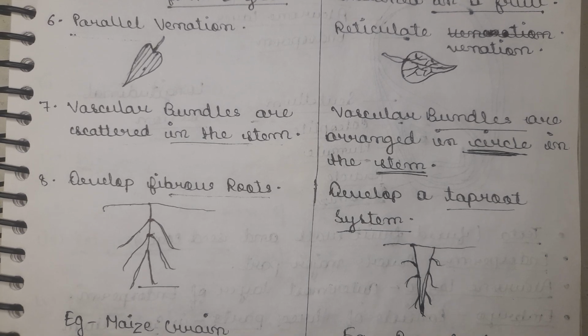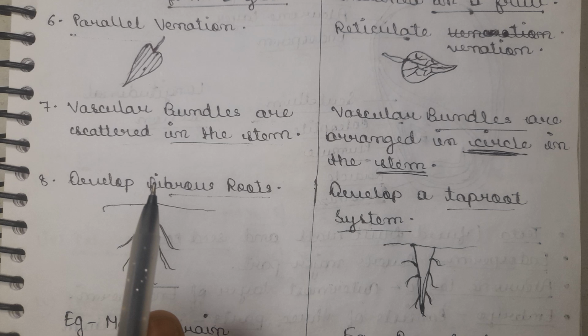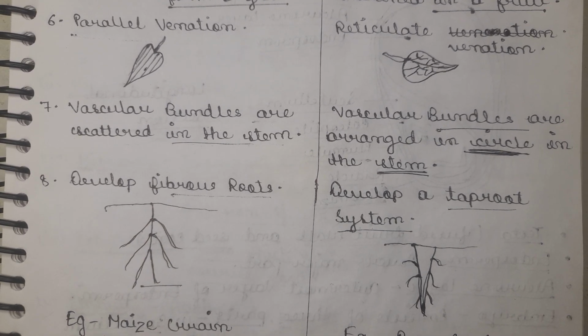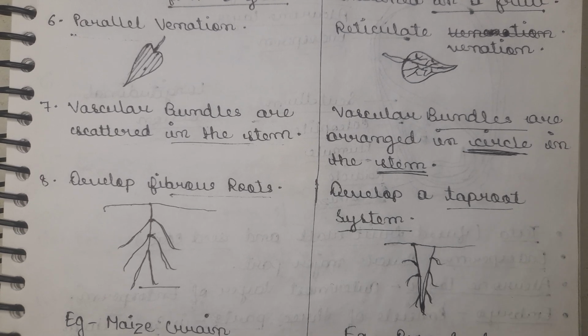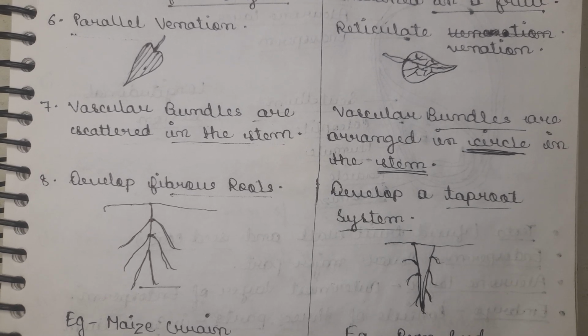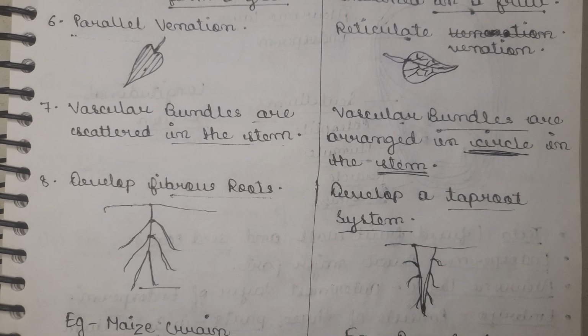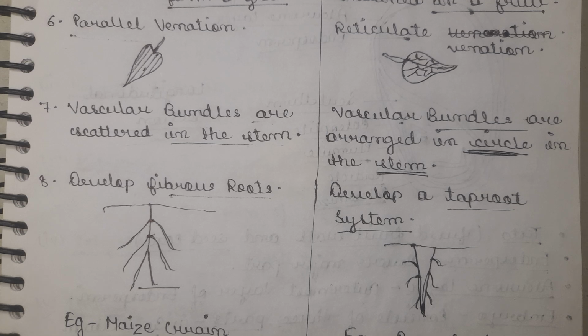Now if you talk about examples of the monocot seed and the dicot seed, the first one, the monocot seed, is found in the maize grain, as we have seen in the diagram of the maize grain. And in the dicot, the example is the bean seed. If you break the bean seed, you will see that there are two cotyledons present inside it, and they get combined to form one.